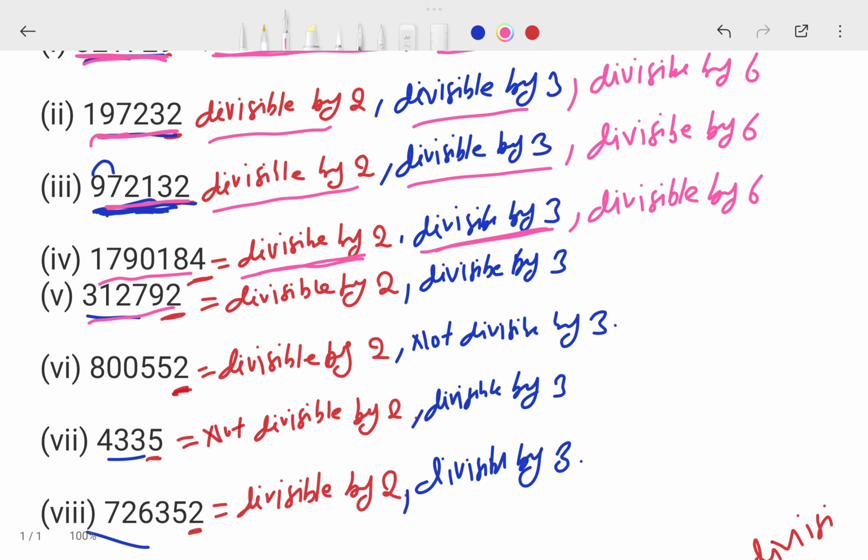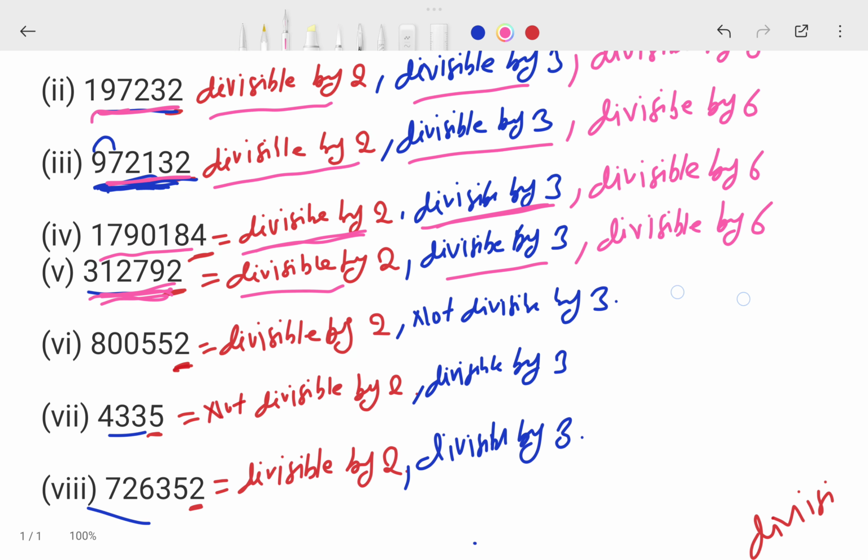Okay, now let's check. If you want to check whether this number is divisible by 6 or not, you have to check whether it is divisible by 2 and 3. Okay, so this number is divisible by 2 also, 3 also. So it's also divisible by 6.